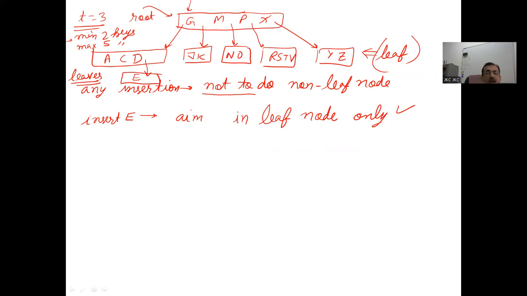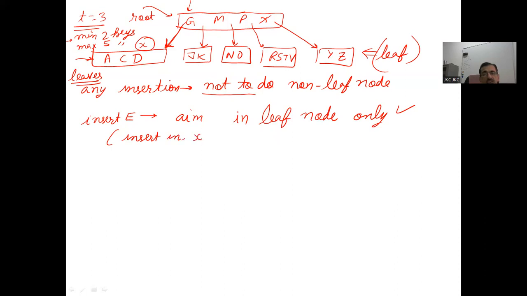I have to find out under which leaf it will reach. So obviously this will never be done like this. From here, G versus E compared. Immediately I come to know that I have to follow this pointer. Come to this node. This is already a leaf. So in the leaf, insert in node, let's say X.